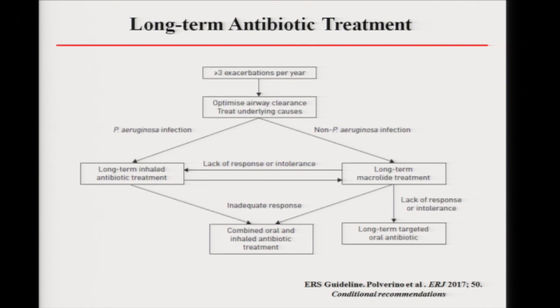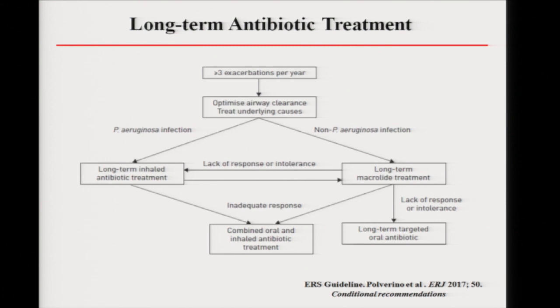Now, this is a little bit of a busy slide, but this is what our colleagues from Europe have recommended. This was published again last year in the European Respiratory Journal. Again, this is what they call a conditional recommendation. That is, it's made really based on expert opinion in the setting of low evidence that's published in the literature. So again, they target patients who have more than 3 exacerbations. Again, it goes without saying that folks should have their treatment otherwise optimized, like airway clearance, treating their underlying causes.